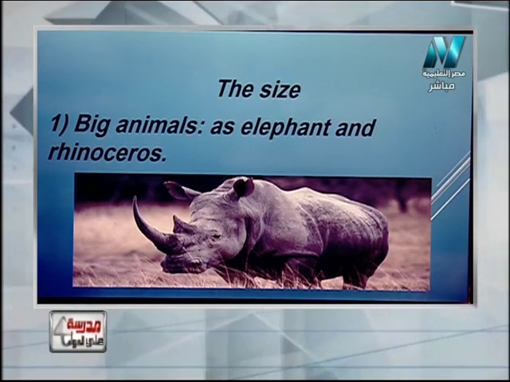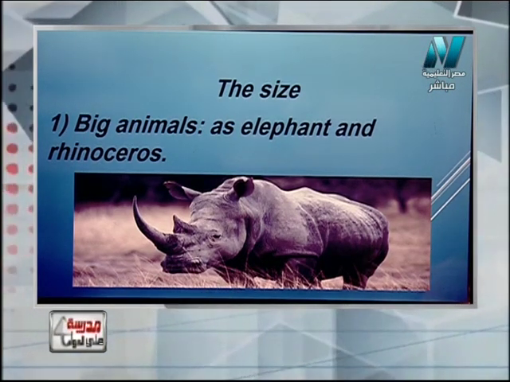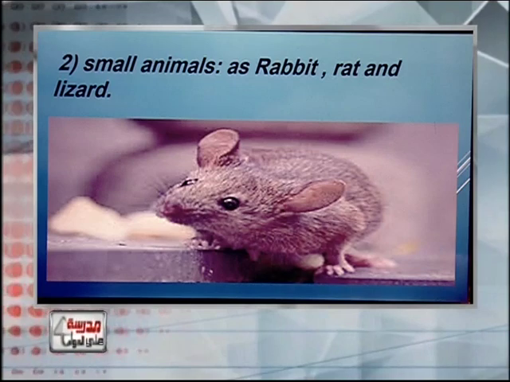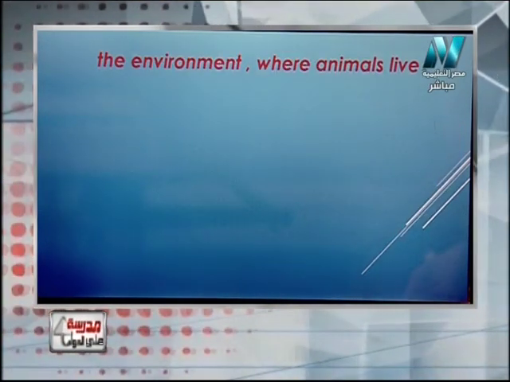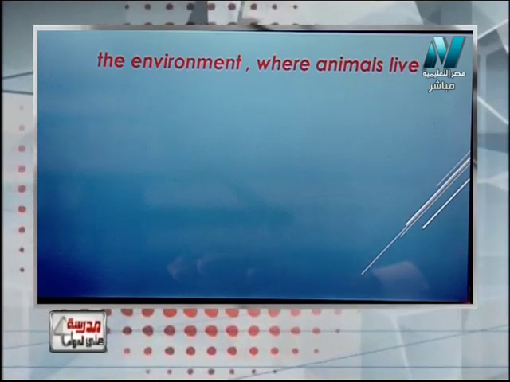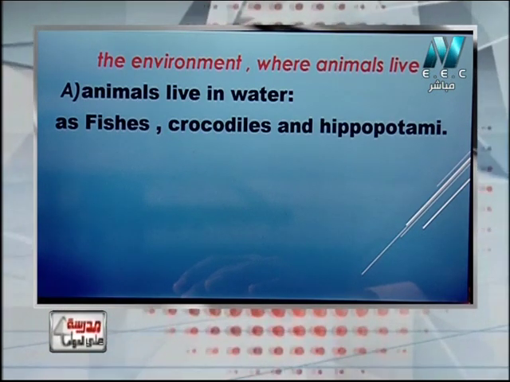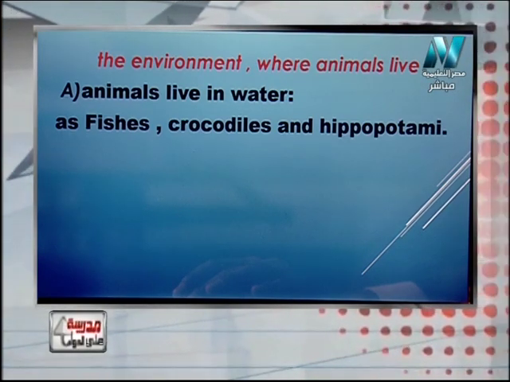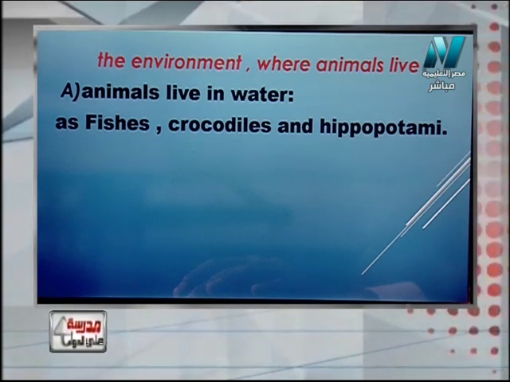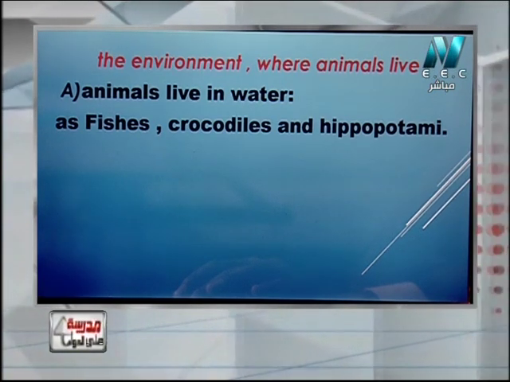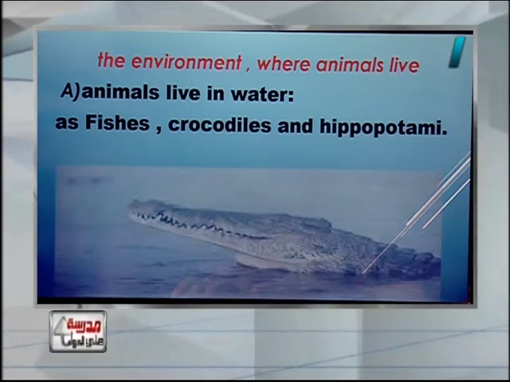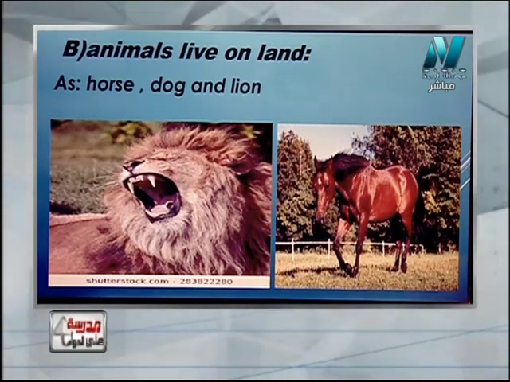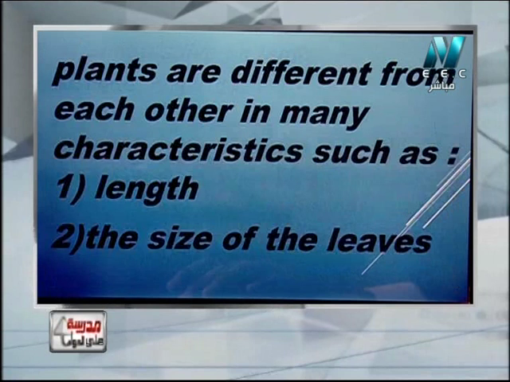First, the size. There are big animals such as elephant and rhinoceros, and there are small animals such as rabbit, rat, and lizard. Number 2, the environment where animals live. There are animals which live in water, such as fishes. Fishes is the plural of fish. Crocodiles, fishes, some different groups of fish, crocodiles and hippopotami, as you see. And the animals which live on land, such as horse, dog, and lion.